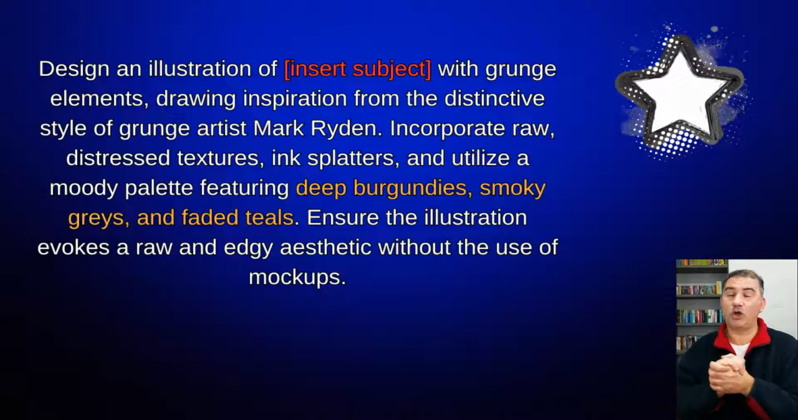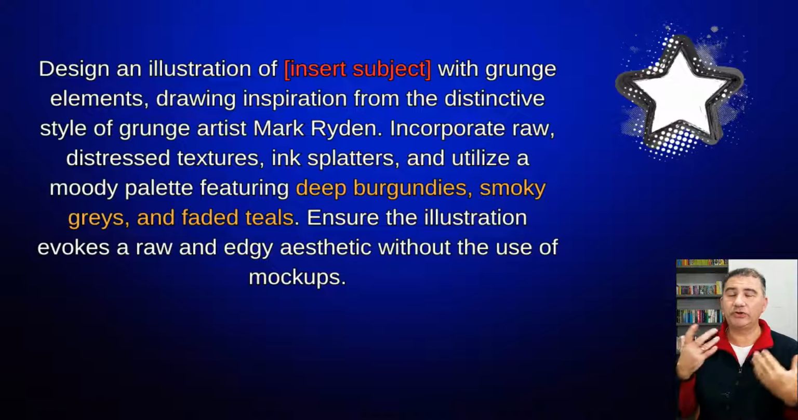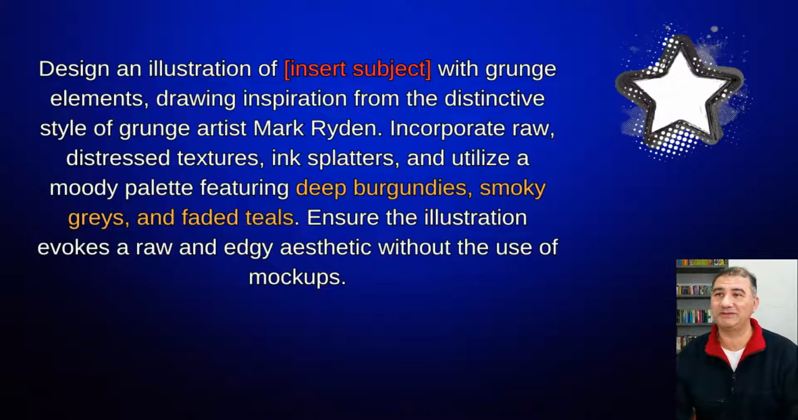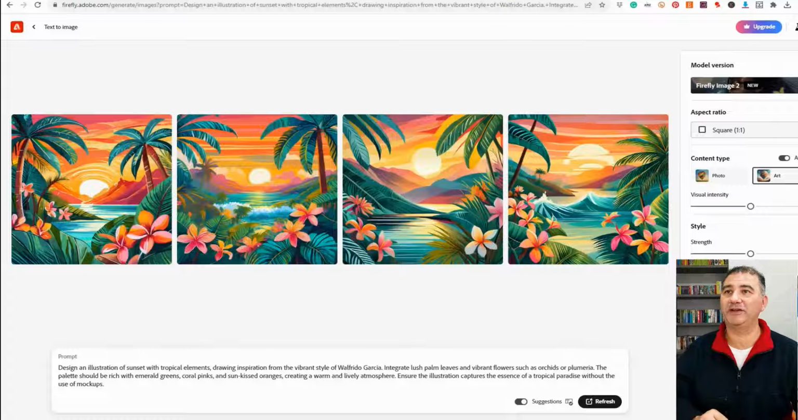This one focuses on grunge elements, okay, as you can see from the star just above me. And we are going to be basing it on the style of grunge artist Mark Ryden. Again, we're going to incorporate raw, distressed textures, ink splatters, and utilize a moody palette featuring deep burgundies, smoky grays, and faded teals. I'm not going to repeat myself, but you know what you can do with the colors if you don't like them. So let's head back over to Firefly.